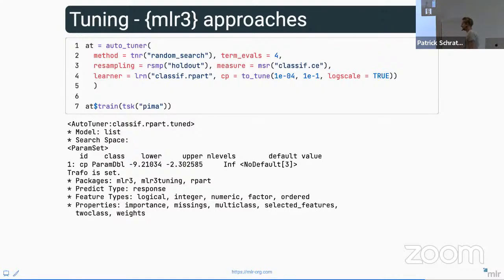You say auto-tuner train, just train on this task. And then the auto-tuner trains itself. And what you get back is an auto-tuner that you see has been trained. It contains the learner information. It contains the search space that has been optimized on, and so forth. So trafo set means we have set a trafo because we have used a trafo to transform the tuning search space. And this is, in a nutshell, what an auto-tuner does. It's more or less the same as if you would specify all of the things manually, but this way you just have a single object that is able to tune itself.